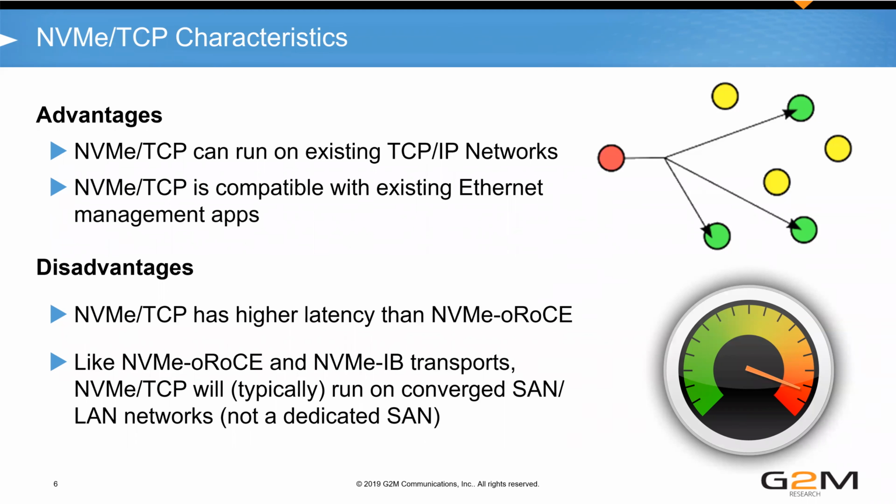Some of the disadvantages that have been reported: it has higher latency than NVMe over RoCE, which is today the fastest of the Ethernet-based protocols from a latency perspective. The other one, and this is true of anything other than NVMe over Fibre Channel, is that it's a converged SAN and LAN. In other words, there's not a separate dedicated network just for SAN traffic. That's a trade-off that everyone architecting a solution would have to make if they want to use NVMe over TCP, NVMe over RoCE or NVMe over InfiniBand.